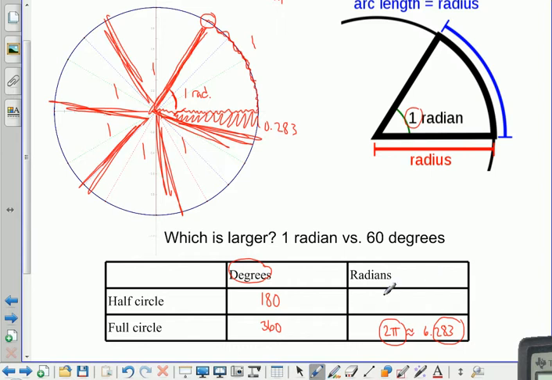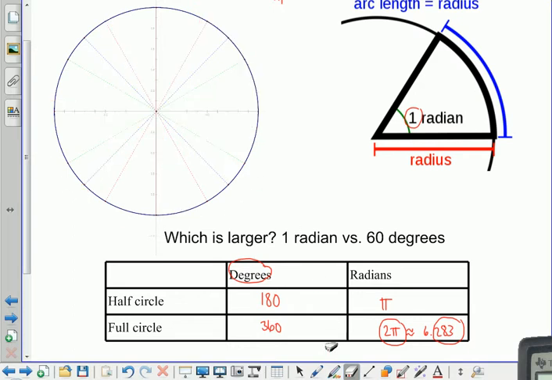So what would half a circle be? Exactly half of 2 pi, which is pi. So let me go back to this. Okay, I got pi over here, 2 pi over here. Technically I started at 0. Half rotation gives me pi.